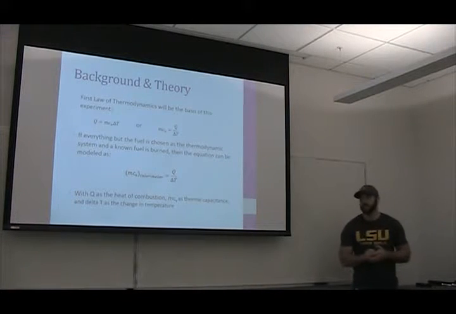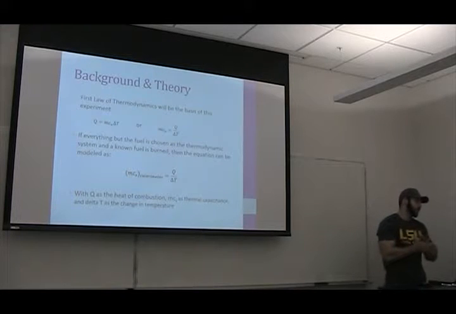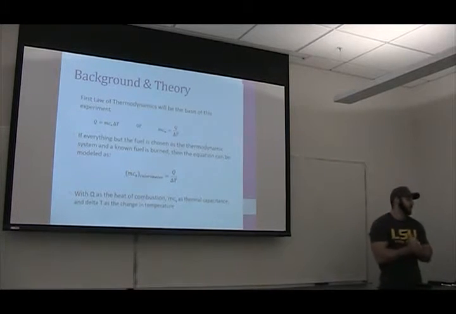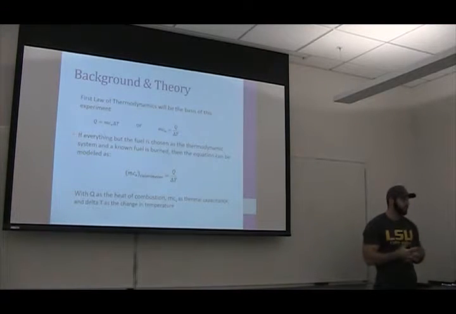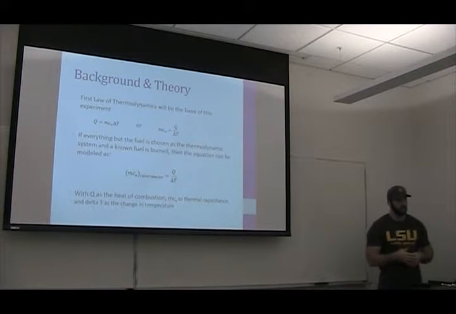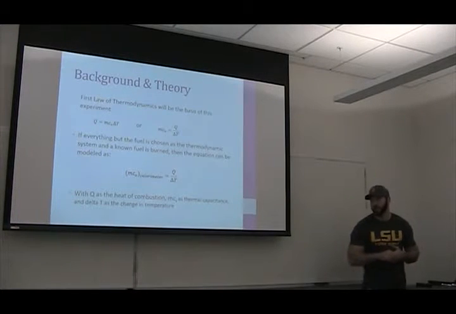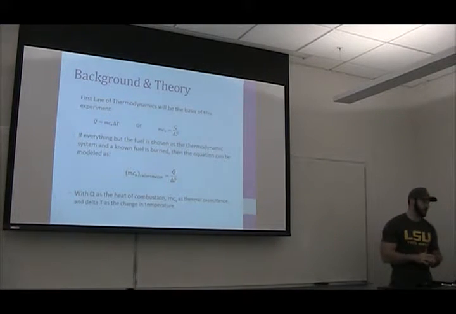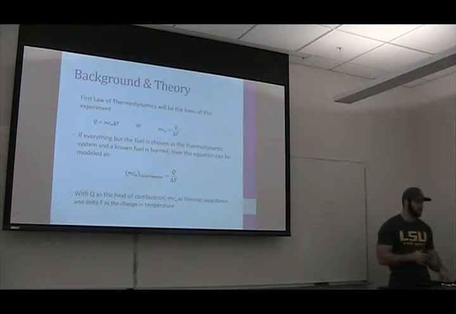So the basic equation that this lab is going to use is the first law of thermodynamics, Q equals mcv delta T, and you can also rearrange that equation. So if everything but the fuel itself is chosen as a thermodynamic system, the equation can actually be written as mcv of the calorimeter is equal to Q over delta T, where Q stands as the heat of combustion, mcv is thermal capacitance, and delta T is the change in temperature.